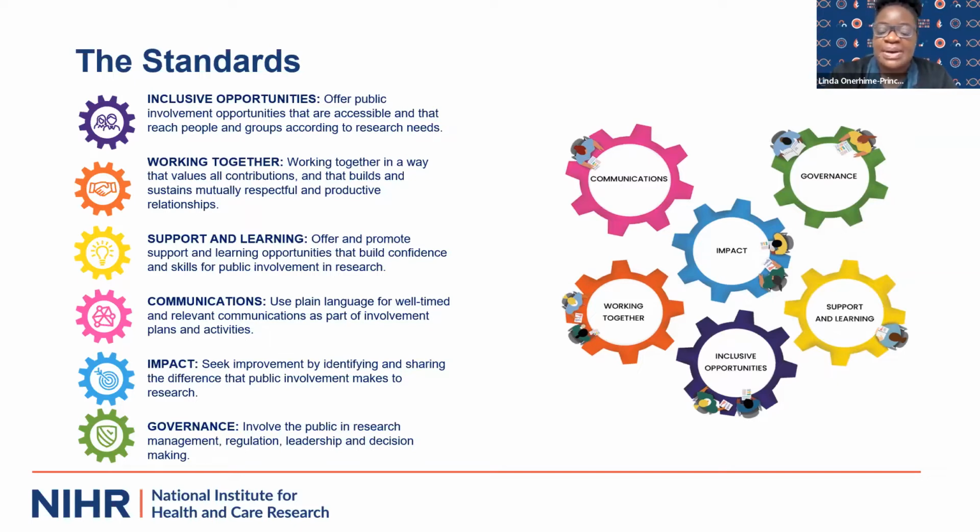And impact is about sharing the research findings and the impact your research has made in terms of the community that you're involved in. And then lastly, we have governance. Involve people in research, management, regulation, leadership, and decision making. So these are the 6 standards, the 6 UK standards of patient and public involvement in research. Next slide, please.